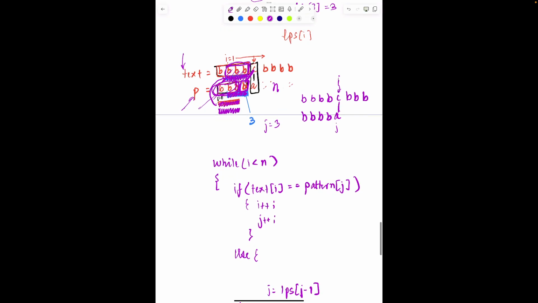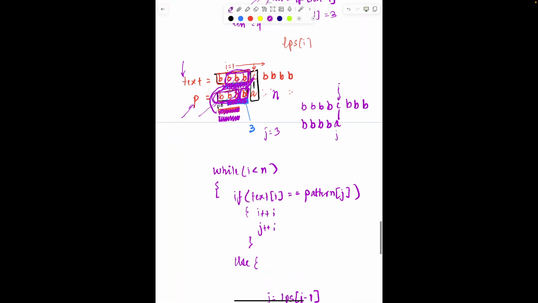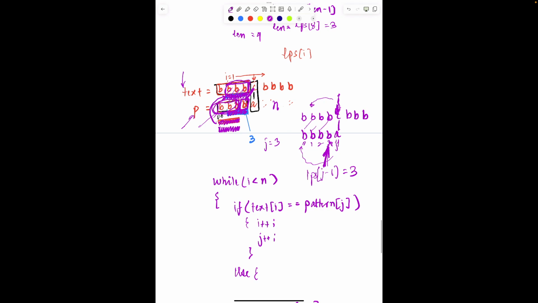So instead of moving I to 1 and J back to 0 and then matching all these characters again, I'm just going to move J to LPS of J minus 1. In this case, LPS of J minus 1 was 3, so I'll move my J index to 3. J will be here and I will be here, and we'll try to match again, because now we know indexes 0, 1, 2 of the pattern were already matched with this part of the text.